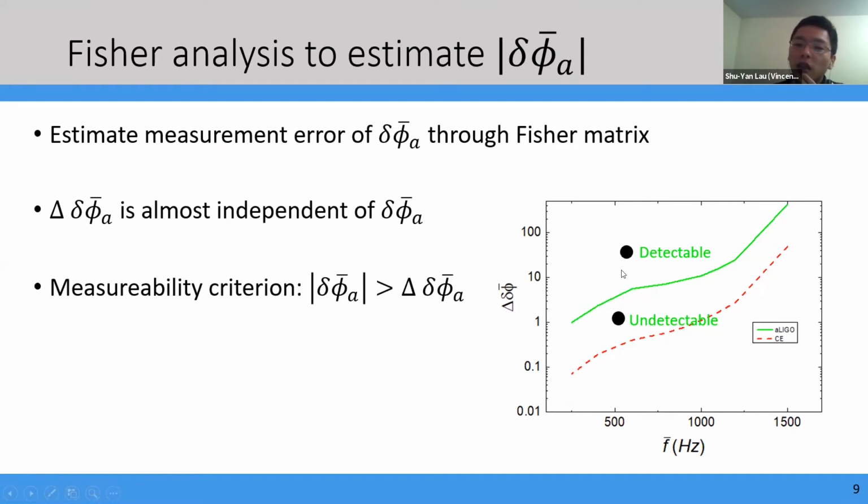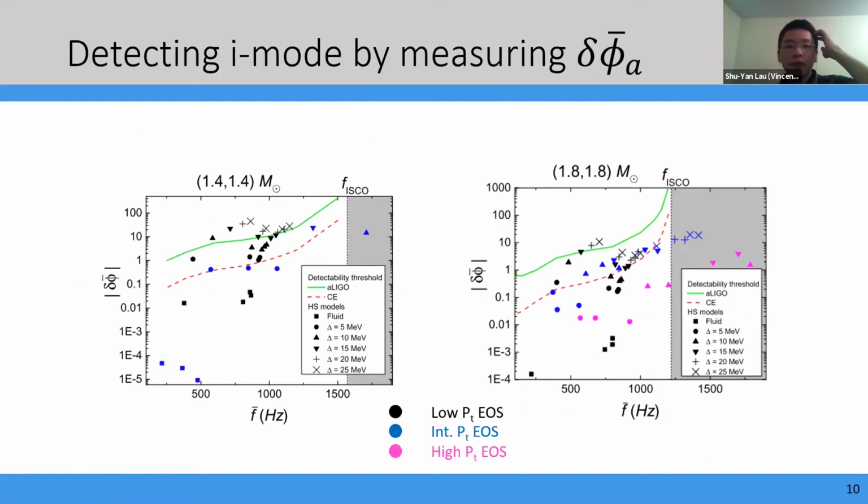In that case, if we have an I-mode that lies within this region above the green curve, then its measured value is larger than the measurement error, and we claim that it is detectable. The opposite is if it's below, then it is undetectable. So keeping this in mind, here I'm showing the major results of this study.